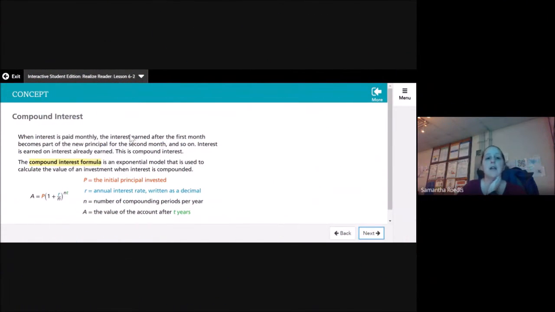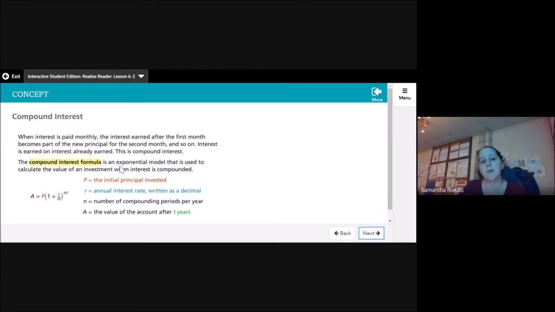Okay. So concept, compound interest. When interest is paid monthly, the interest earned after the first month becomes part of the new principal for the second month, and so on. Interest is earned on interest already earned. This is compound interest. So up until this point, we've probably dealt with simple interest. So you're just finding whatever the rate is and then finding the simple interest of that, PRT, so the principal times the rate times the time. So compound interest is a little bit more complex because it's compounded.